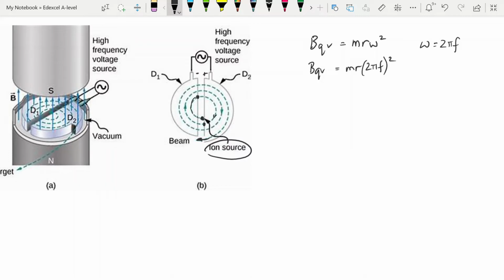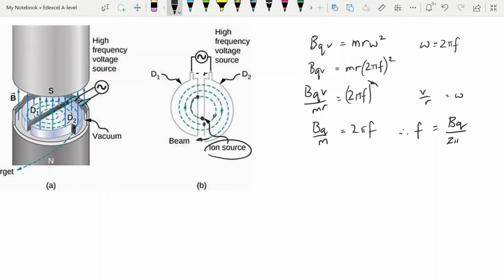And I'm going to bring this mr underneath. Bqv over mr is equal to (2πf)², and I'm leaving that in the brackets for the moment, and you'll see v over r is equal to ω. So we end up with Bq over m, and that ω, that v over r, is going to cancel with one of the r's on the right-hand side. Bq over m is equal to 2πf, giving us the equation for f, Bq over 2πm.